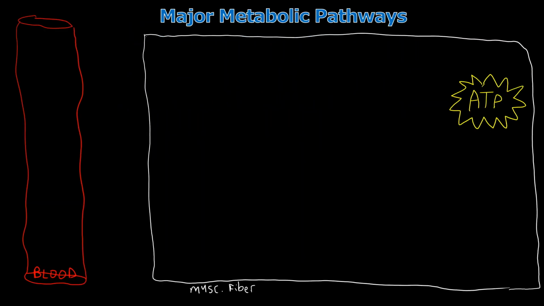Okay, for this image, I want to deal with the major pathways, as it says up top here, the major metabolic pathways. Notice on the left there, we have a reddish colored blood supply, is what that's supposed to be. And my white box is labeled muscle fiber down at the bottom. And I have a flash of ATP up in the top right corner, because that ultimately will be our goal here through these pathways, is to generate ATP so we can contract our muscles. Well, not only contract, but also relax them as well.